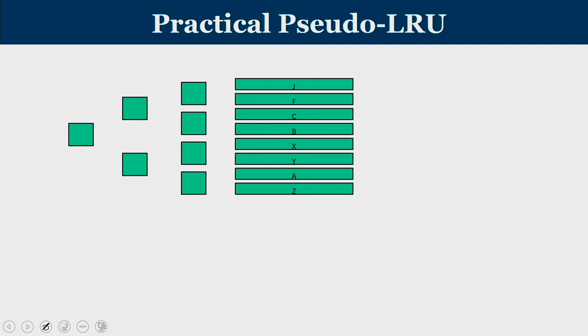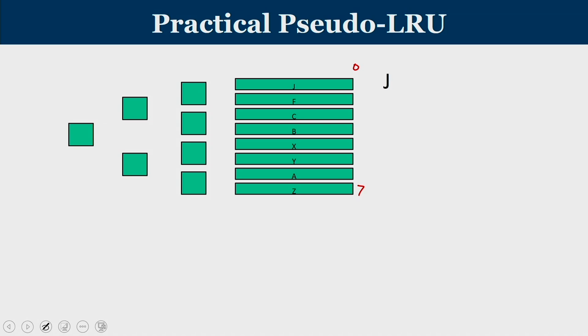Now, let me do an illustrative example. Consider that these are the ways, let us say way 0 all the way up to way 7. So, the 8 cache lines in a given set are being shown here. Let J, F, C, B, X, Y, A and Z be the contents of these cache blocks of the given set.